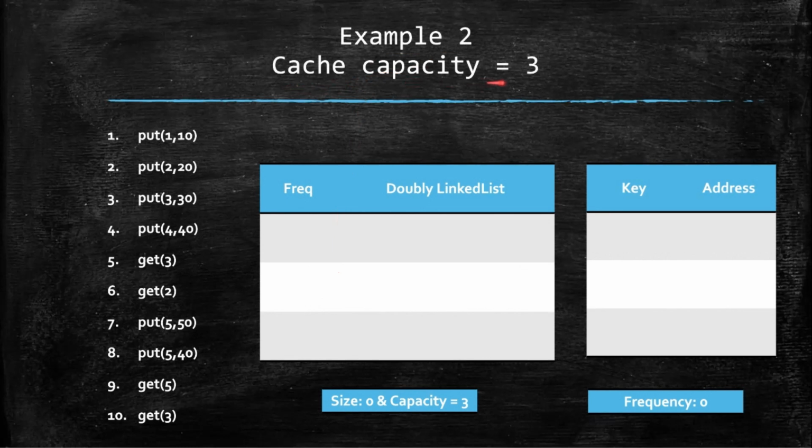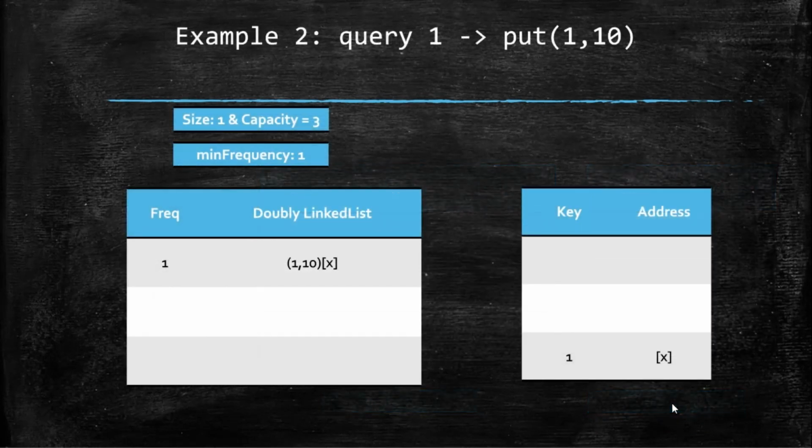So in example number 2, the cache capacity is still 3, and these are the 10 queries which we will have, right? And this is data structure number 1, the map in which I will have the frequency mapped to my doubly linked list, and the key mapped to the address of the node where it is present, and also the size and capacity, and the minimum frequency which is present in my cache, right?